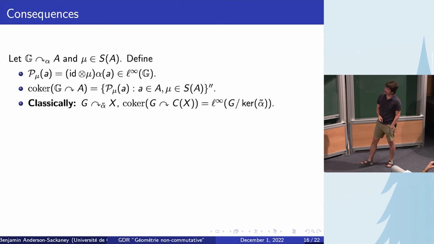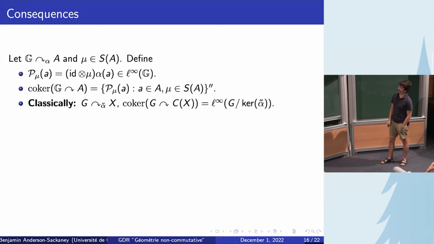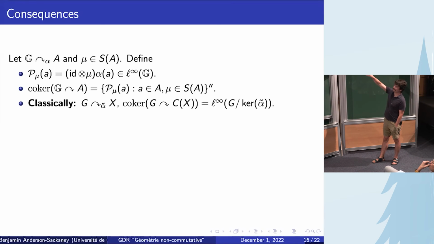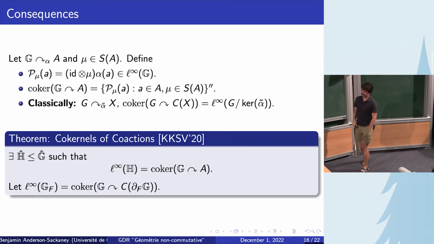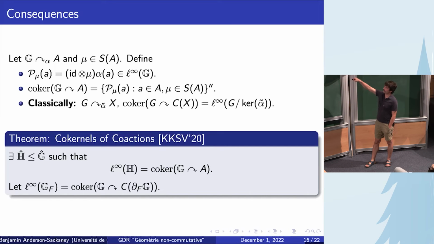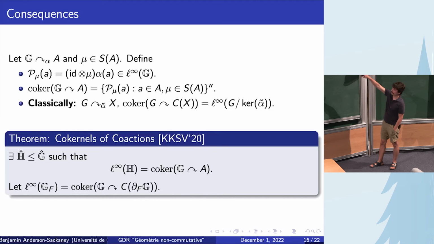Okay, so classically, given a group acting on a compact space X, this recovers the co-kernel of this action. So the co-kernel is equal to the von Neumann subalgebra of L infinity of G mod the kernel of alpha tilde. In general, the kernel of an action is a normal subgroup of G, and we get a non-commutative analog of this. For a co-kernel, there exists a quantum subgroup of G hat such that it is the co-kernel of this coaction. And in the case of the Furstenberg boundary, we denote the co-kernel by GF.